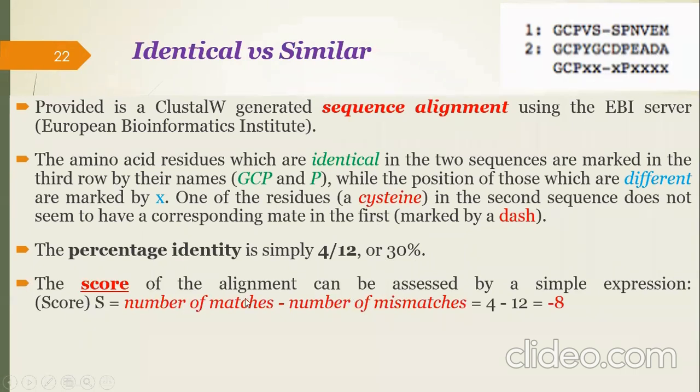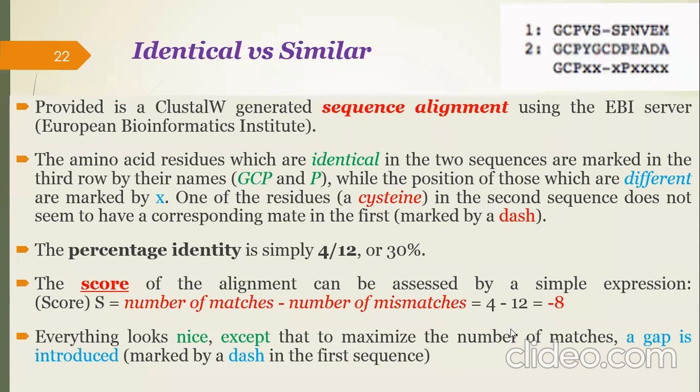And the score of the alignment can be assessed by a simple expression. Score is equal to the number of matches minus the number of mismatches, meaning 4 minus 12 is equal to minus 8. So 12 minus 8 will be the score. So it means the score is too low. So this is not related. They are not related sequences because the score is too low.